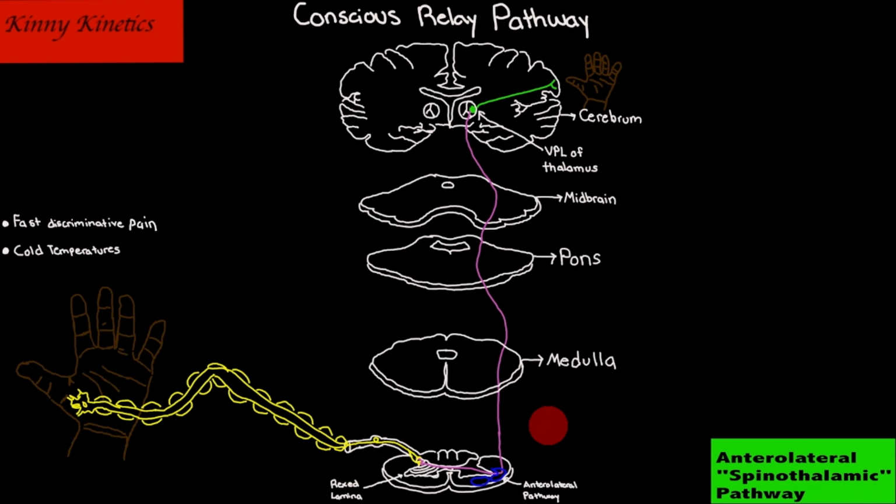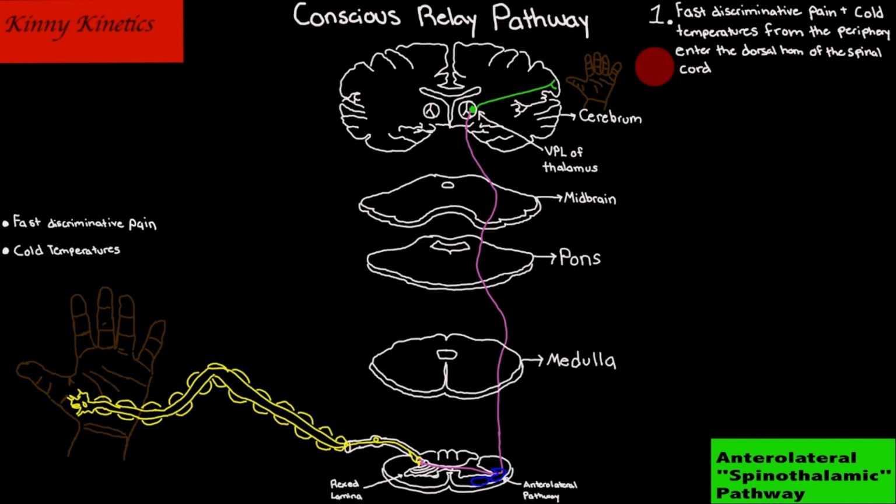Here the signal gets relayed specifically to the area in the cerebrum where the hand is located. This is how the brain knows that there was some type of damage to the hand when touching the hot stove. Now let's recap the order in which the signal travels through the anterolateral or spinothalamic pathway from the conscious relay path.